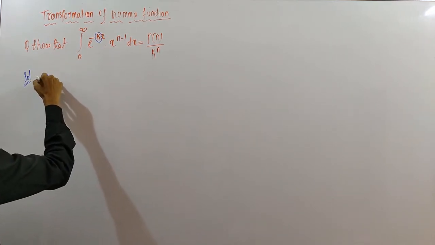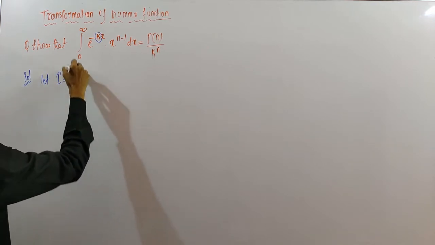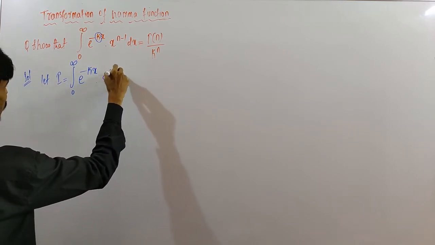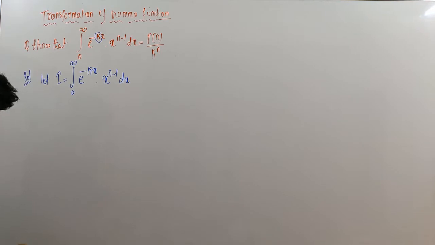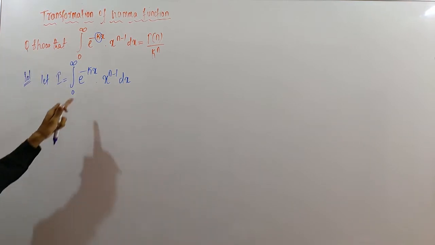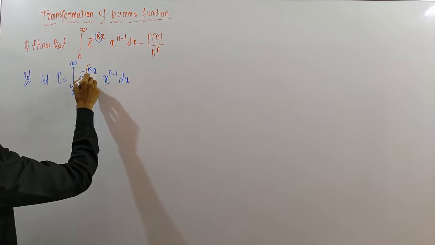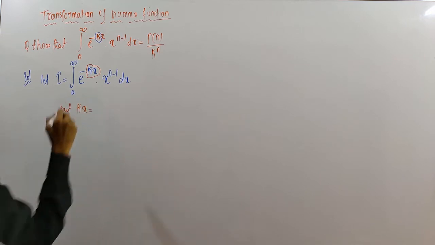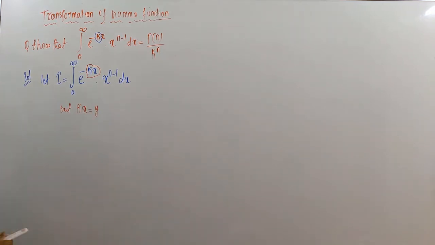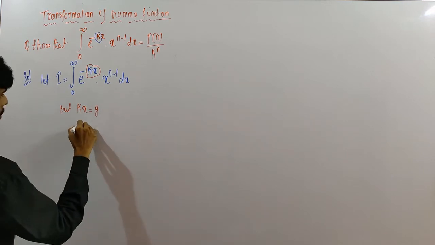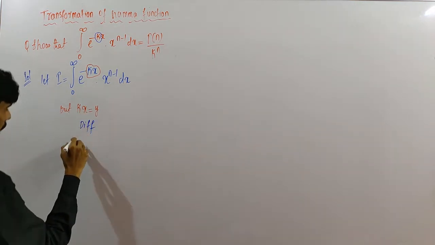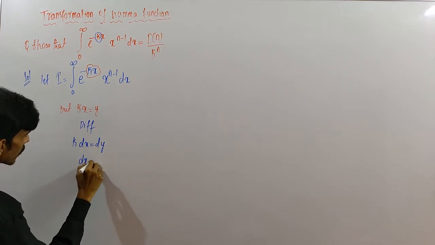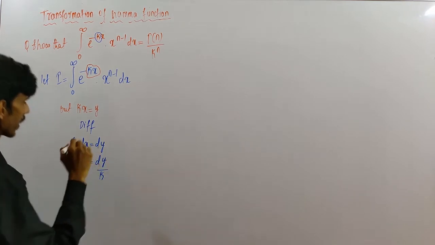Let this integral be I. Let I is equal to integral 0 to infinity e power of minus kx into x power of n minus 1 dx. Here we have e power of minus kx. Let us suppose this, put kx as some dummy variable y. Now differentiate with respect to y. So we have k dx is equal to dy. Dx value will be dy divided by k.